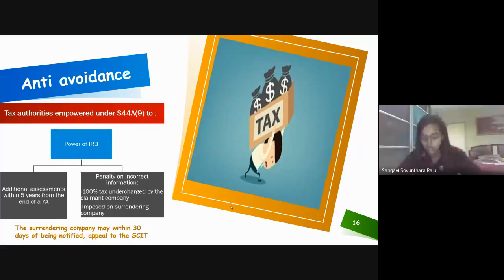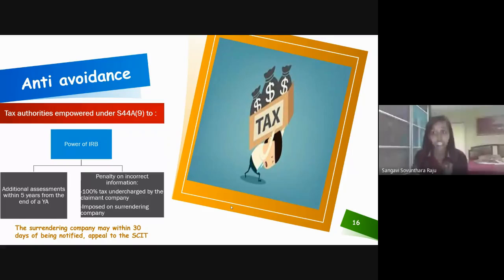They can make an assessment or additional assessment within 5 years from the end of the year of assessment to recover the loss of tax from the claimant company, if they discover the adjusted loss claim is not valid. For example, in 2010, the DG, the Director General, discovered that adjusted loss should not have been deducted in arriving at the total income. So in 2010, it discovered a loss that happened in 2007 by the surrendering company, but it hasn't been deducted yet.